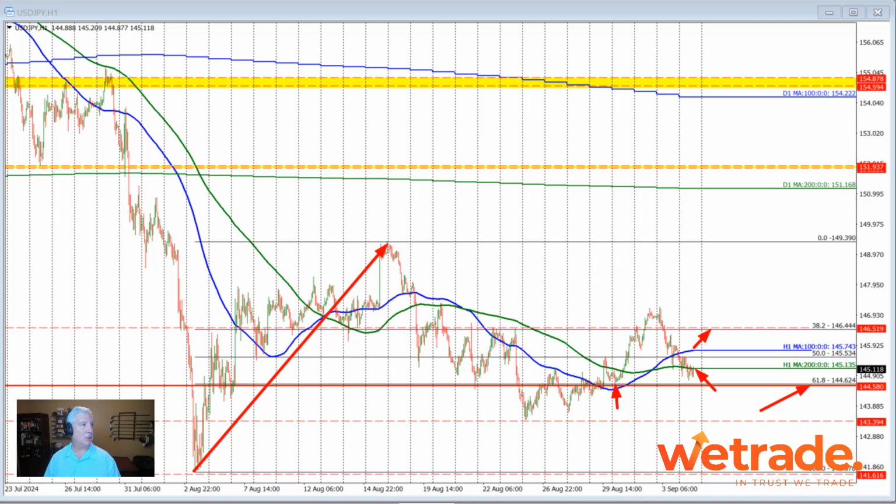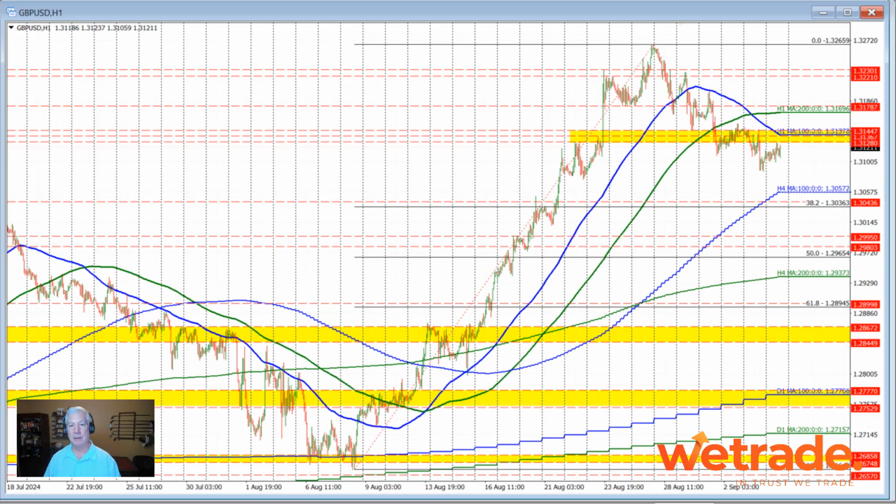So there is some history with that level, so watch that at 144.62. The sterling versus US dollar next, the hourly chart.